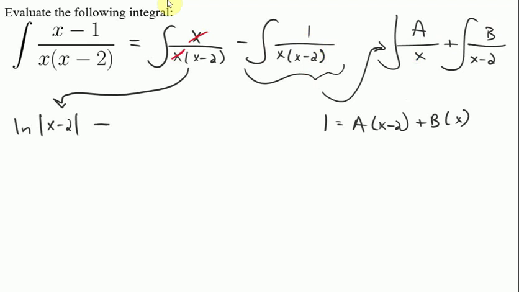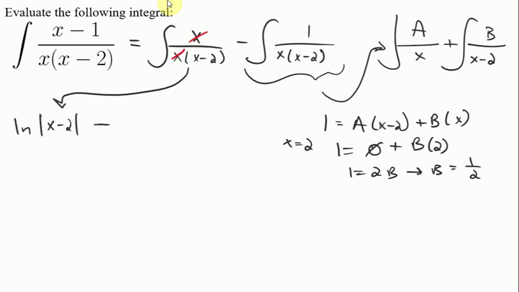Then we're going to give ourselves two different cases. The first case is x equals 2. The reason we're doing this is because you want to cancel out this term over here. With x equals 2, we get 1 equals 0, because 2 minus 2 is 0 times a is 0, plus b times 2. So 1 equals 2b, so b equals 1/2.